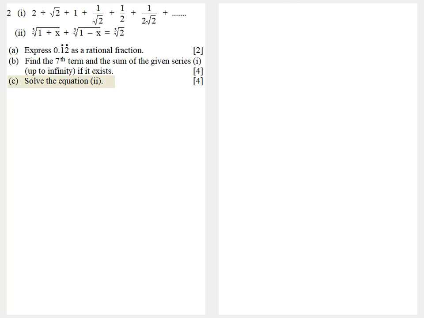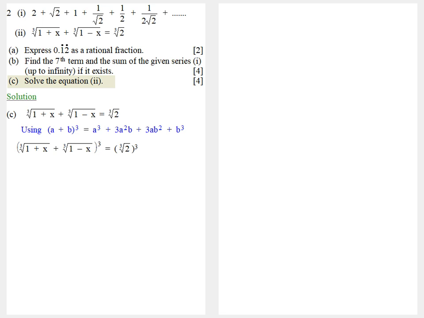Now, in part C, we're asked to solve the equation 2. So we have the equation is the cube root of 1 plus x plus the cube root of 1 minus x equals the cube root of 2. Now we can use the result that a plus b all cubed is equal to a cubed plus 3a squared b plus 3ab squared plus b cubed. And we can cube both sides of the original equation. So the cube root of 1 plus x plus the cube root of 1 minus x all cubed is equal to the cube root of 2 all cubed.